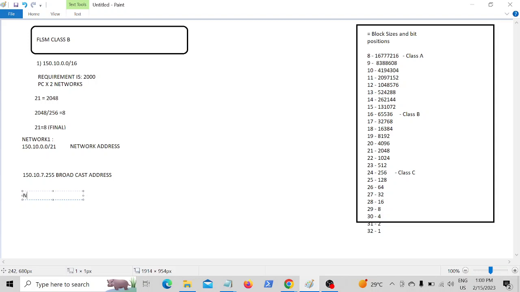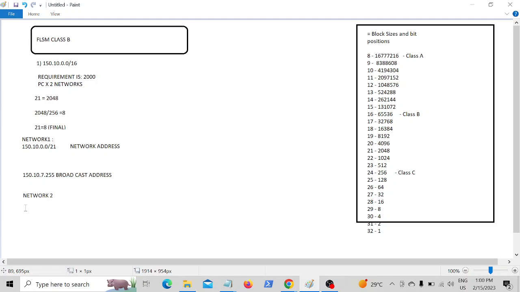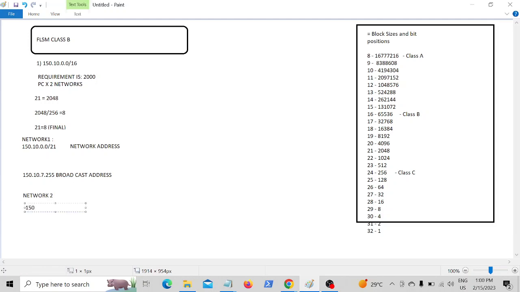So coming to network 2 now. In network 2, 150.10.8.0 slash 21. This is the network address for network 2.